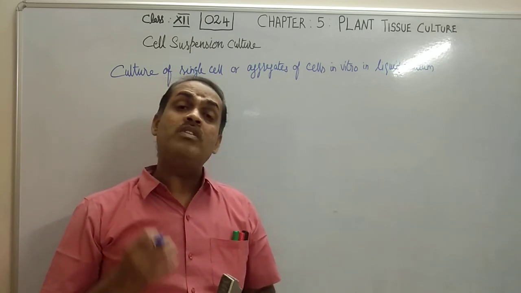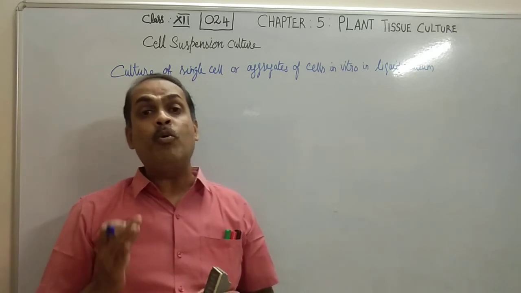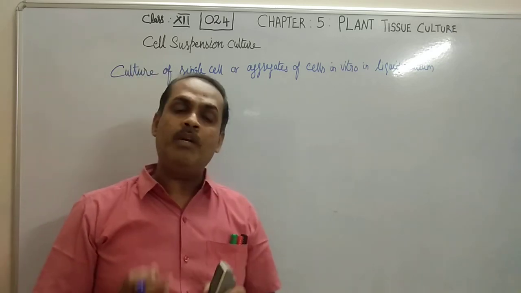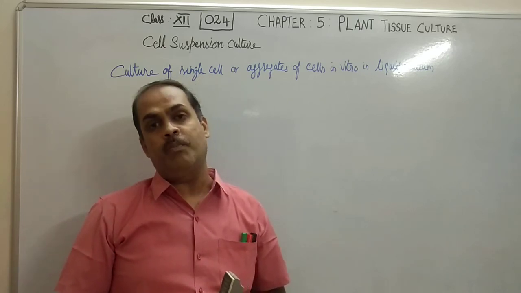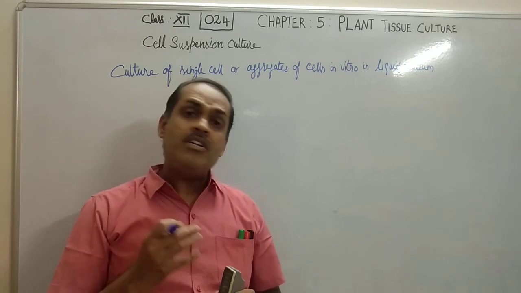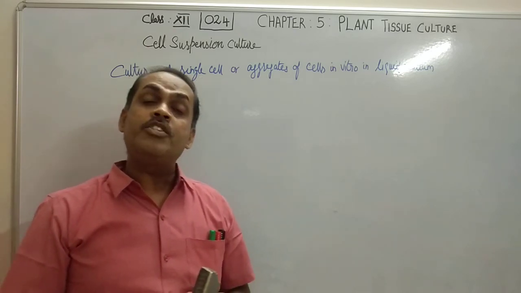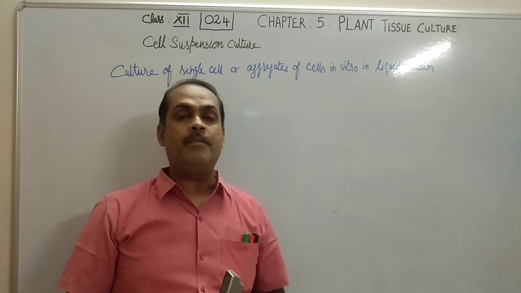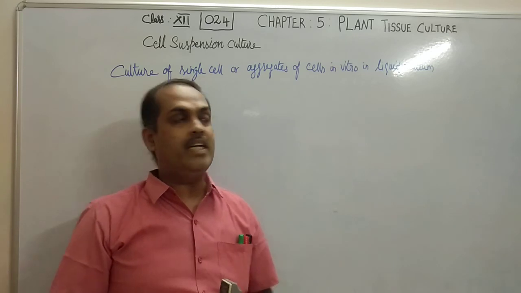Now, how is this cell suspension prepared? It is prepared by transferring a portion of the callus into the liquid medium and agitating it using a rotary shaker instrument. As a result, the cells from the callus are separated and it is used in cell suspension culture. To understand this, let us see a simple diagram.